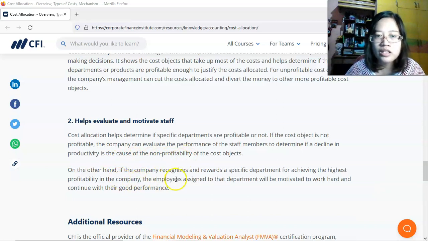Tapos, the company can also recognize and reward specific departments for achieving the highest profitability in the company. The employees assigned to that department will be motivated to work hard and continue with their good performance. Kasi nga, maayos yung basis ng performance.